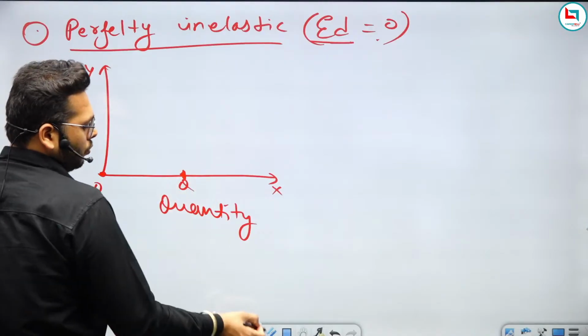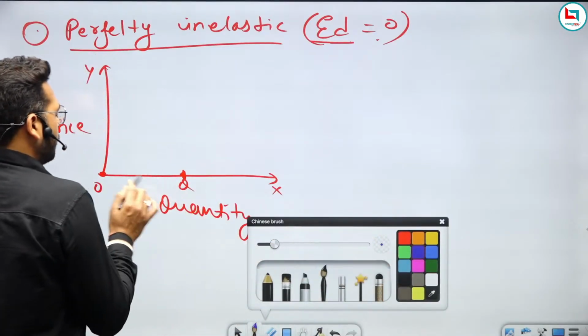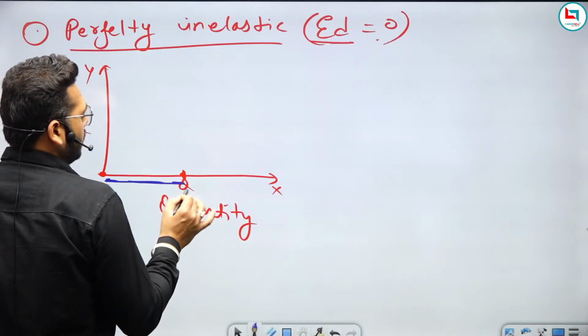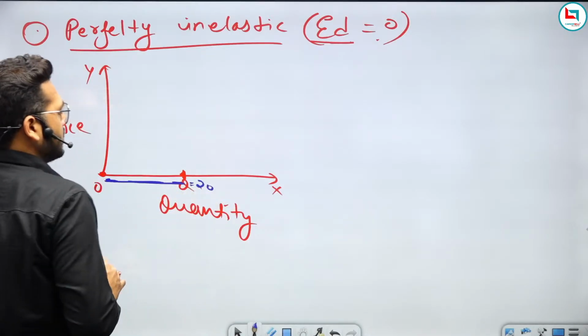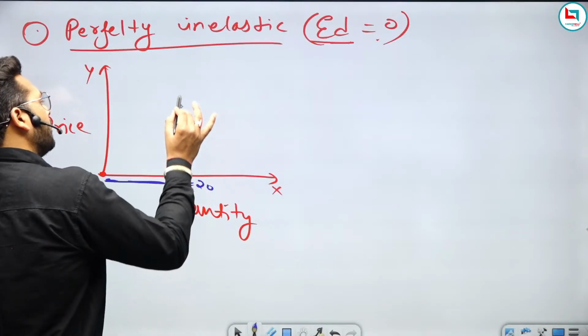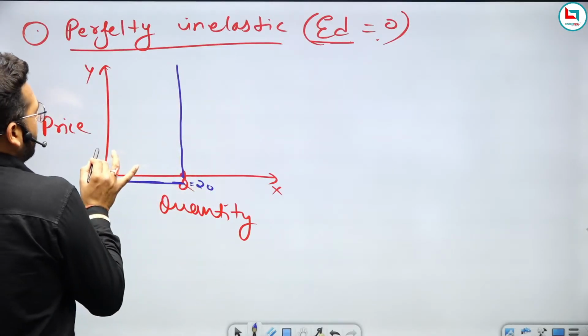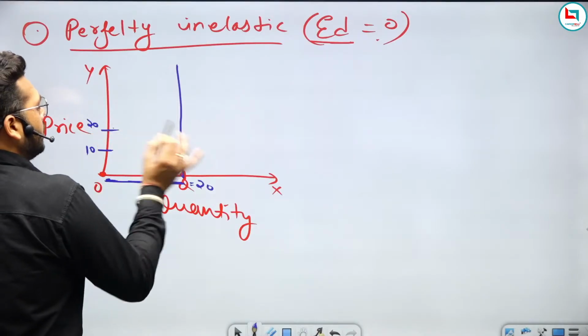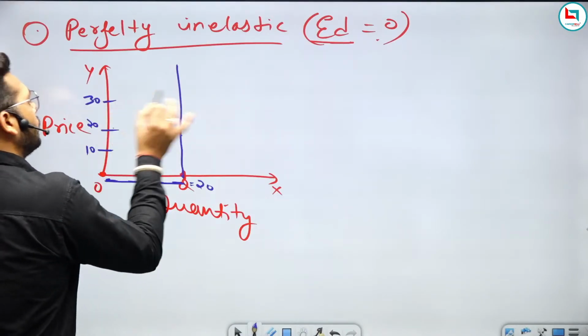Let's say this is Q. You are demanding this much quantity. Let's say it's Q, 20 units. So whatever the price, you are demanding the same. If the price is rupees 10, still you are demanding 20. If the price is rupees 20, still you are demanding 20. If the price is 30, still you are demanding 20.